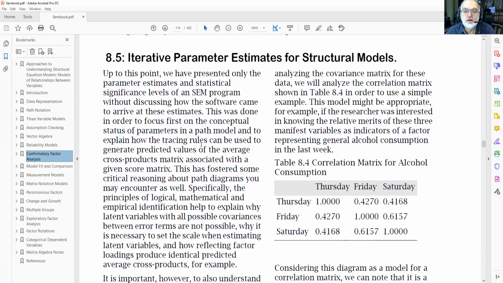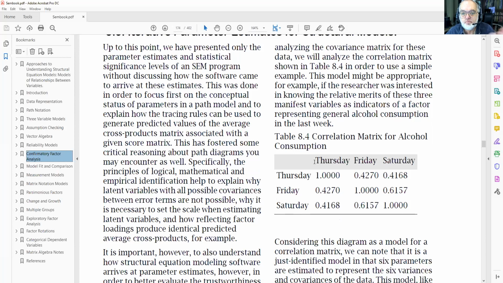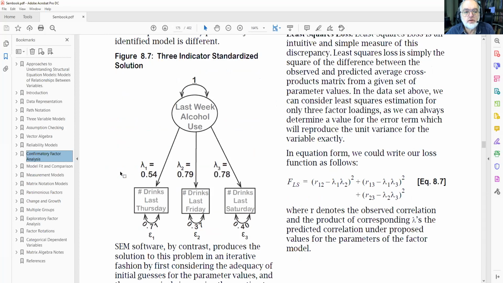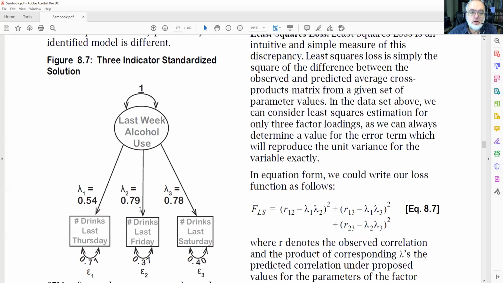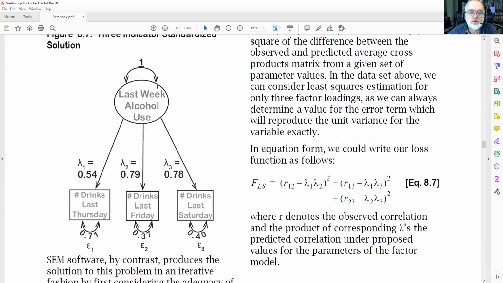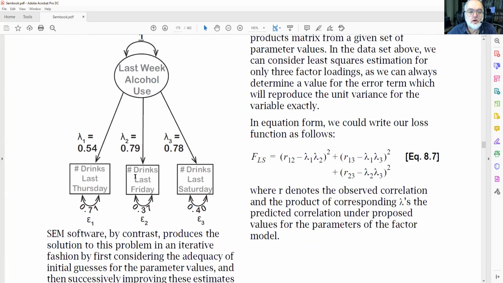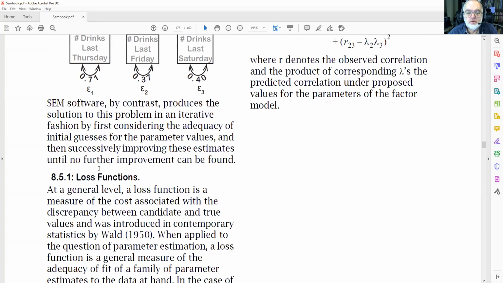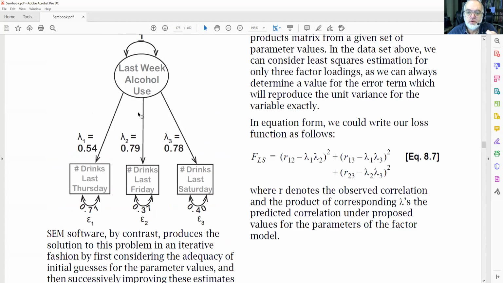So to begin, it helps to start with a really small example. So let's just look at 3 little variables, how much people drink on Thursday, Friday, and Saturday. And here's what the data looks like. And if I think about this as a 3-indicator factor model, and I hit the run button, these are going to be the numbers that I look at. And the discrepancy between what the actual correlations are and the correlations predicted by my model is known as a loss function.